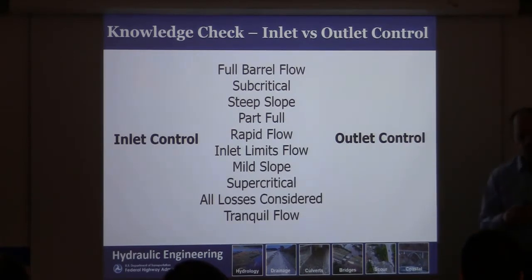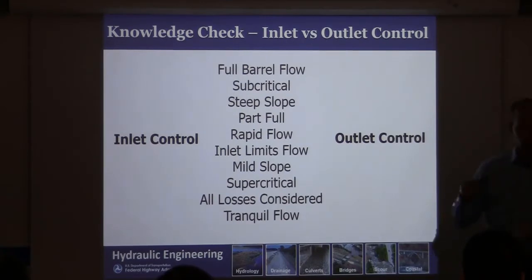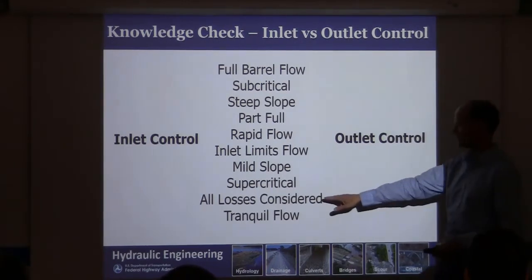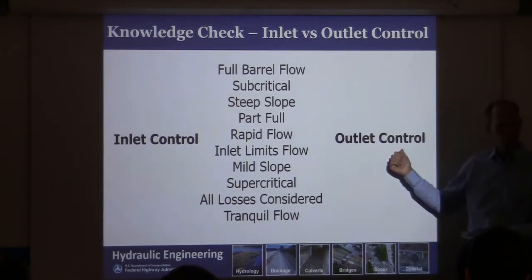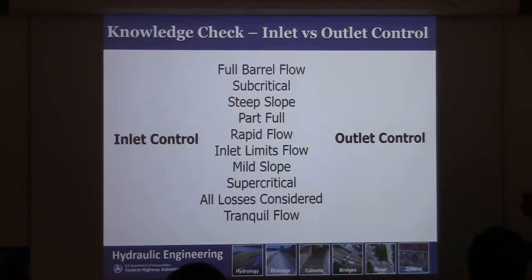Outlet control, you're kind of slogging through because it's on a mild slope, subcritical flow, or full flow. So you get through the entrance, and then you're slogging through the barrel and encountering frictional resistance, and then you have to push yourself out into tailwater. So that's where all losses are considered, and it's more of an energy problem at that point, right? Because you're losing energy as you're trying to push through all that stuff.